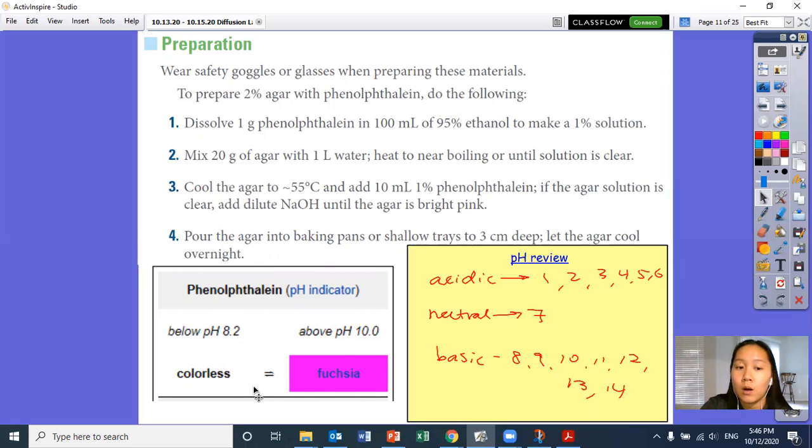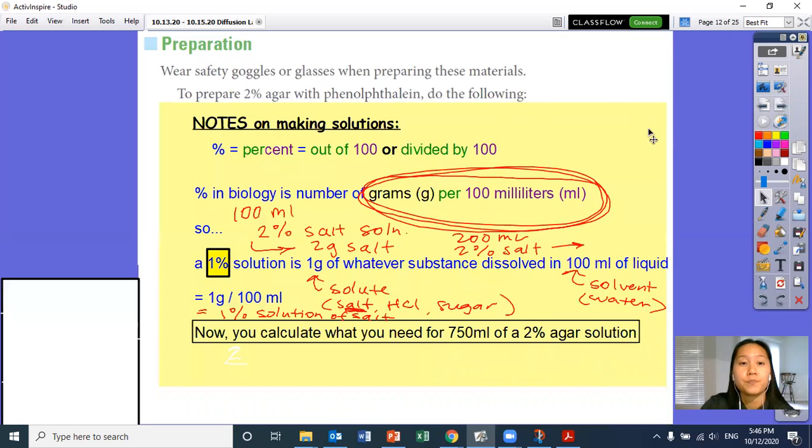But then as we go on and as the HCl, or hydrochloric acid, diffuses inwards, parts of the cubes are going to start becoming colorless. Okay, so before I go on to that, I want to have you guys do a little calculation for me.